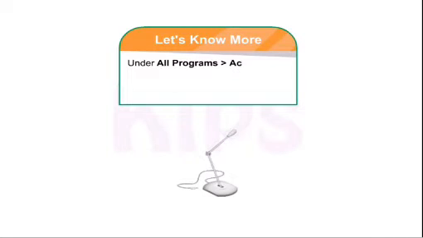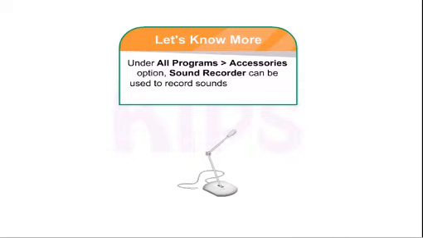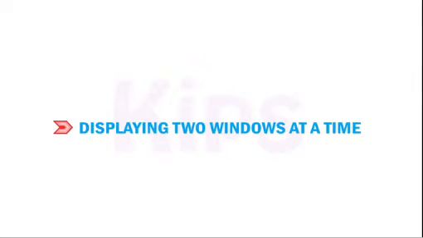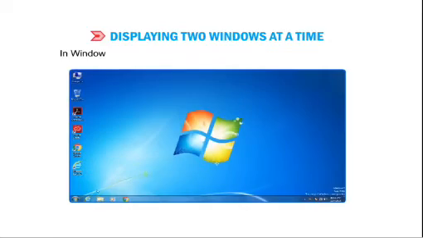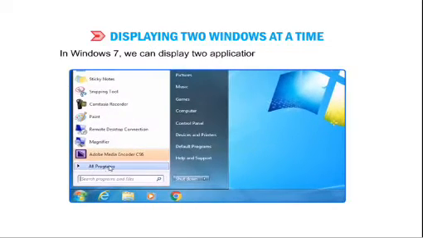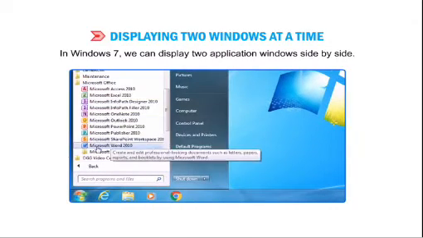Let me tell you that under All Programs, go to the Accessories option. Sound Recorder can be used to record sounds with the help of a microphone. Alright, now let us find out how to display two windows at a time. In Windows 7, we can display two application windows side by side.